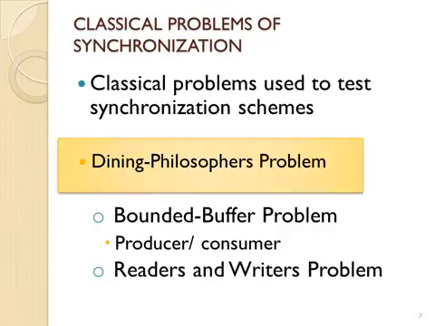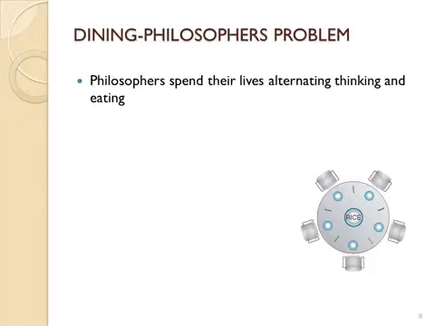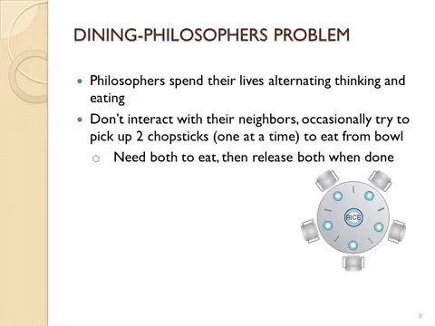Now we're going to start to talk about some classic problems of synchronization that are used to test these synchronization schemes. The first one I'm going to talk about is the dining philosophers problem. The dining philosophers are 5 philosophers that spend their lives either thinking or eating, and they sit around a table. They either think, which is they're just sitting there, or they eat. And if they want to eat, they need to pick up 2 chopsticks in order to eat. And yes, they're sharing chopsticks. That's the point, that they have to share chopsticks.